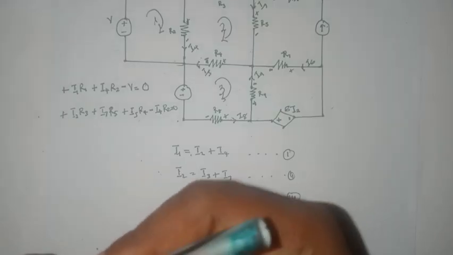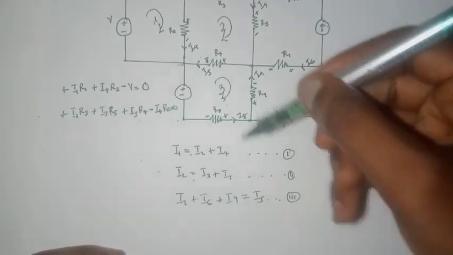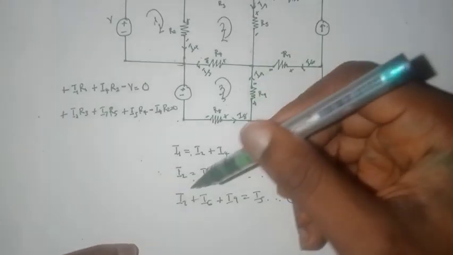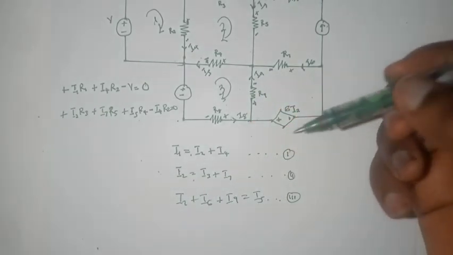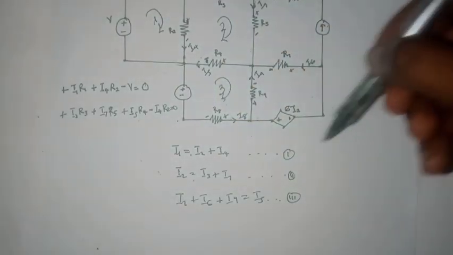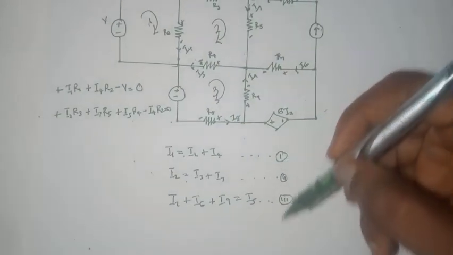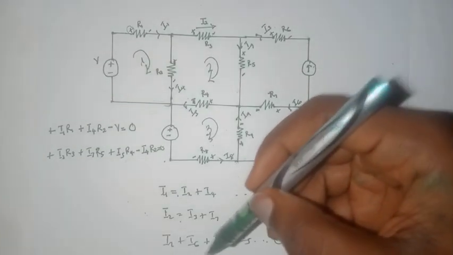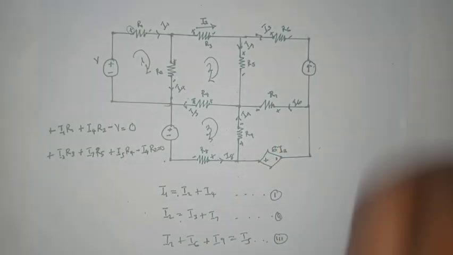By the time you're done writing the KVL and the KCL equations in the circuit, you would have enough equations that you can solve simultaneously to determine the individual currents flowing through each resistor. From there, you'll be able to calculate the voltage drop across each resistor and the power dissipated in each resistor.